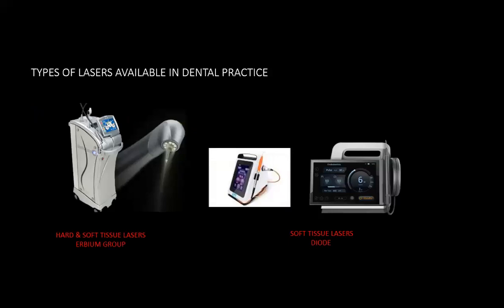The types of lasers available in dental practice are broadly two types. One is an all-in-one laser where you can do both hard and soft tissue procedures with the laser. These are the erbium group of lasers. And then there are the soft tissue diode lasers, which can be used only to perform surgical soft tissue procedures as well as bleaching and low-level laser therapy. Today, my entire lecture would be centered around the use of soft tissue diode lasers for periodontal surgical procedures.